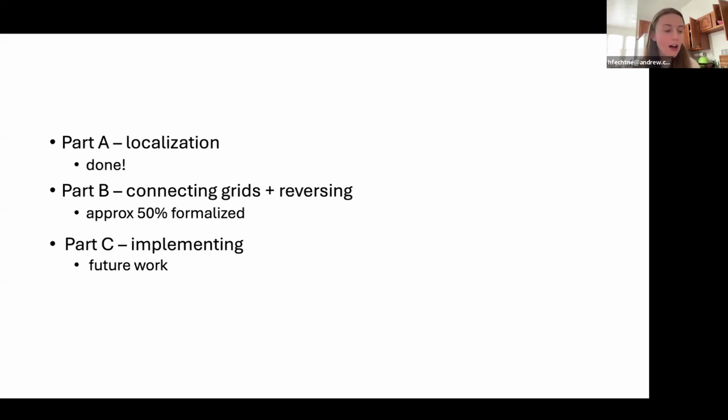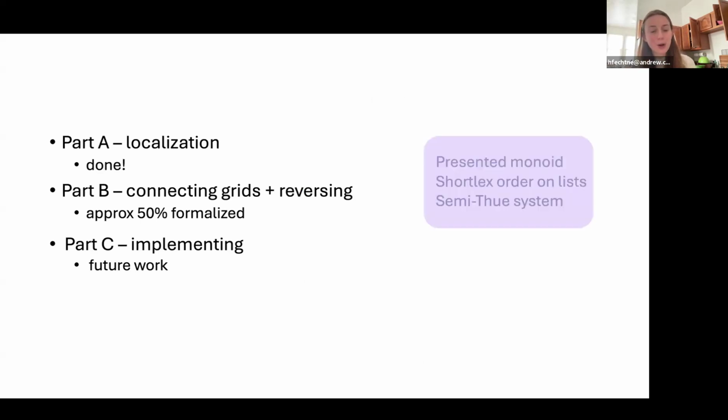All right, so overall, just to summarize, part A, localization, done. Part B, connecting grids and reversing, halfway there because I had to make the proof myself, and implementing is future work. In doing this, it was great. I got to beef up the library. I got to do some pull requests for presented monoids. I'm working on a short lex order on this, made semi-Thue systems, which are like non-symmetric presented monoids. Presented monoids are a quotient of a congruence. Semi-Thue systems are reflexive transitive closures.